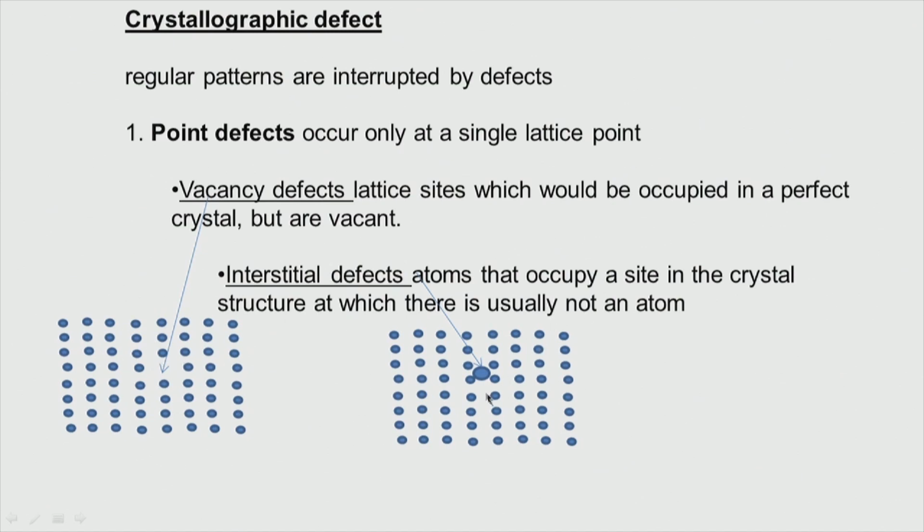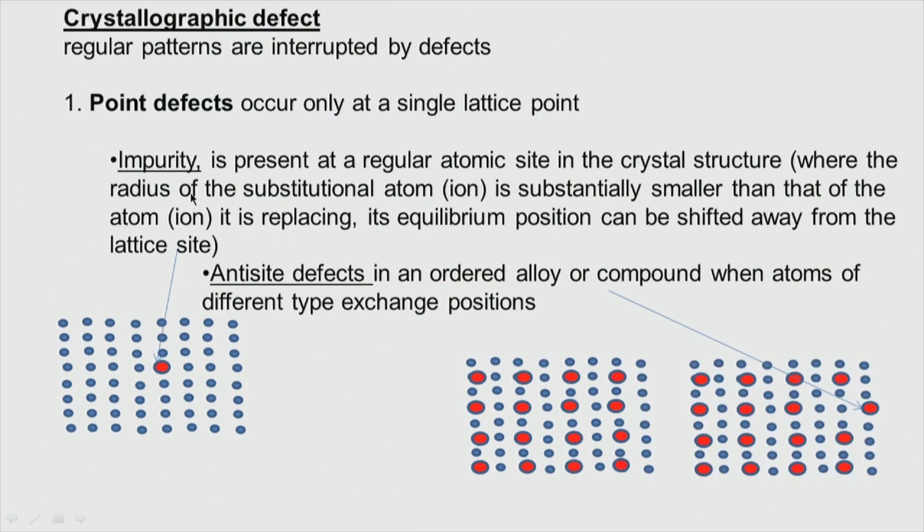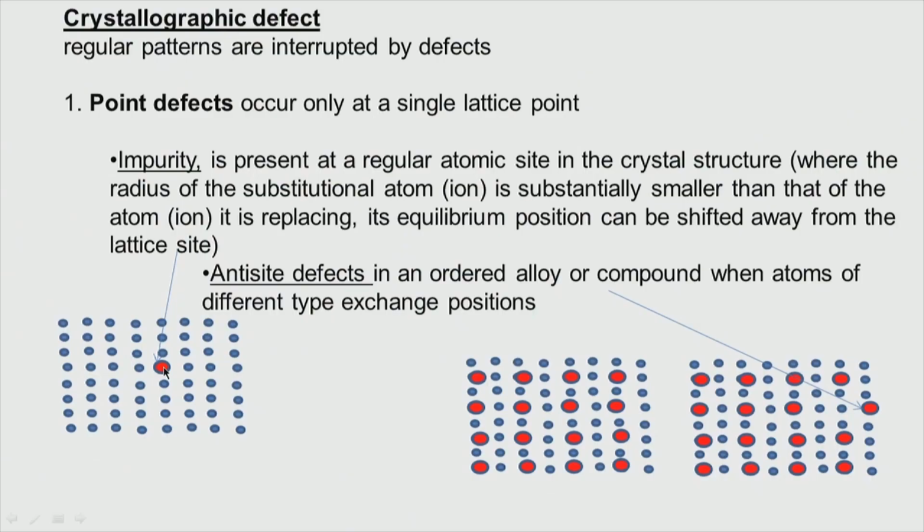Interstitial defect means atoms, instead of being regular in their place where they have to be, are in some odd place where they should not be. That is called the interstitial defect. With point defects, you can also have impurities there. Crystals are supposed to be extremely pure, with 100% purity, but sometimes an impurity like carbon can go and sit there. The radius of that impurity could be substantially smaller or almost the same.